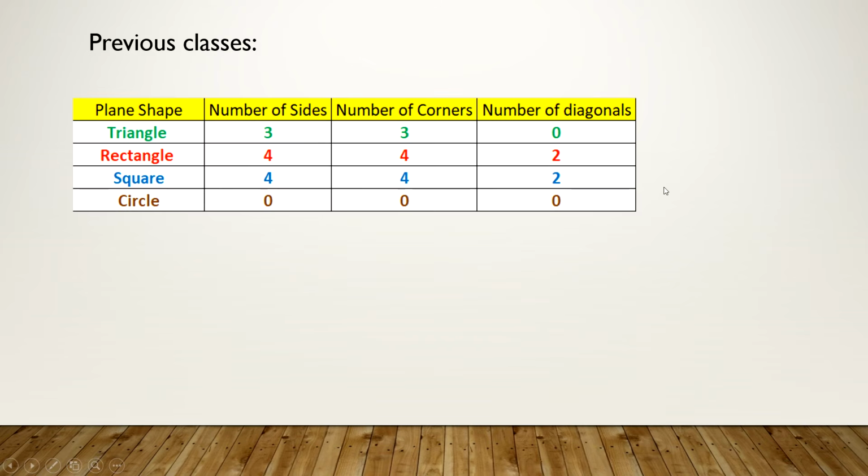Welcome back, kids. Now we have learned in previous classes. We'll just give a quick recap of what we have learned so far. In previous classes we have seen plane figures. We covered four shapes: triangle, rectangle, square, and circle.